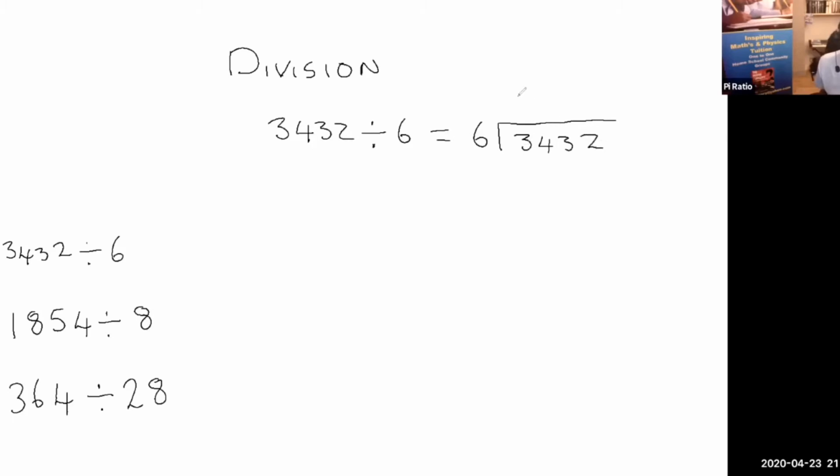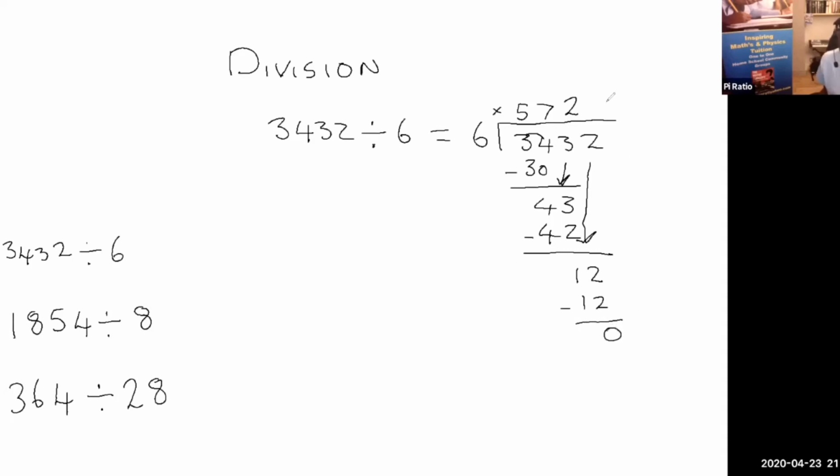6 into 3 doesn't go. It's really important you know your times tables. You join those together. 6 into 34 goes 5. 5 times 6 gives you 30. And when you minus, you're left with 4. You bring down the 3. 6 into 43 goes 7. 7 times 6 gives you 42 minus, and you are left with 1, and you bring down the 2. 6 into 12 goes 2. 2 times 6 is 12, and you are left with 0.